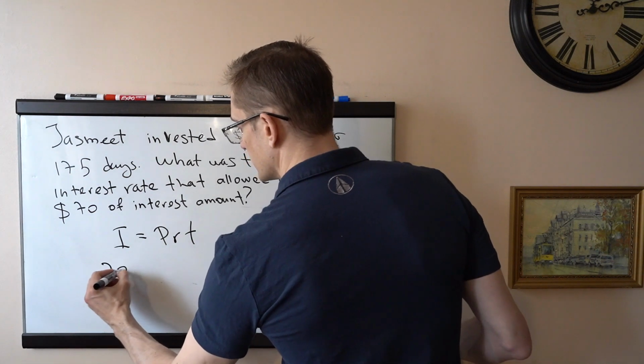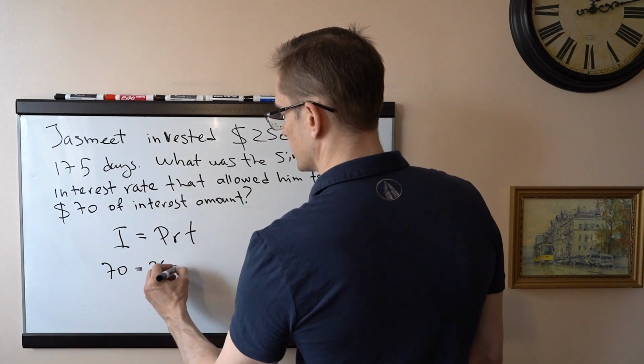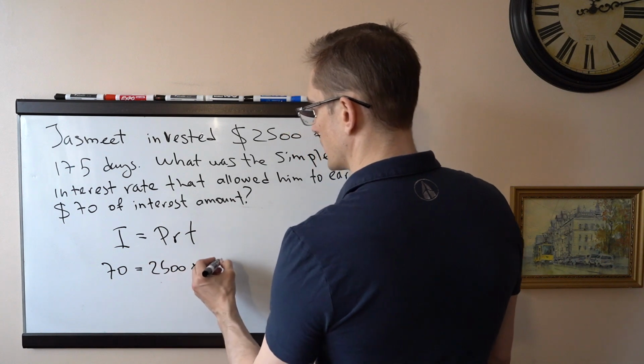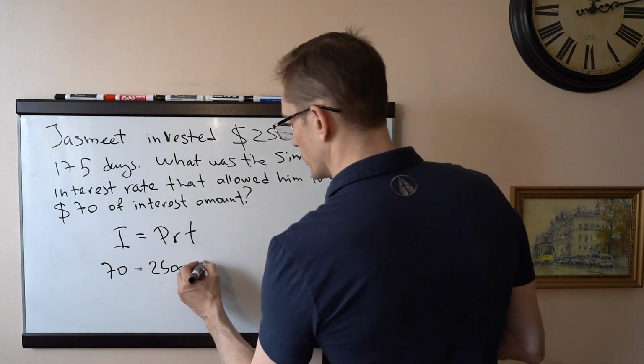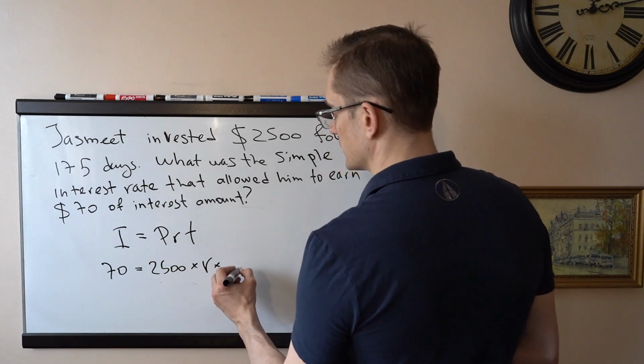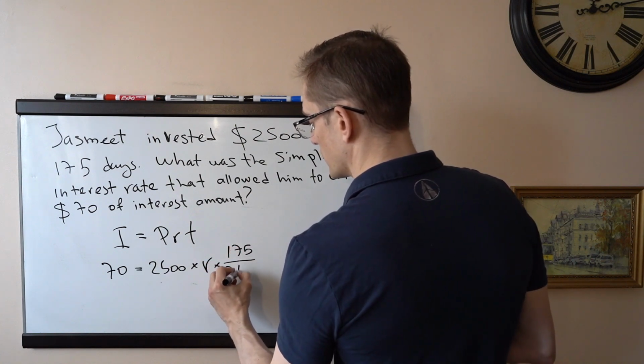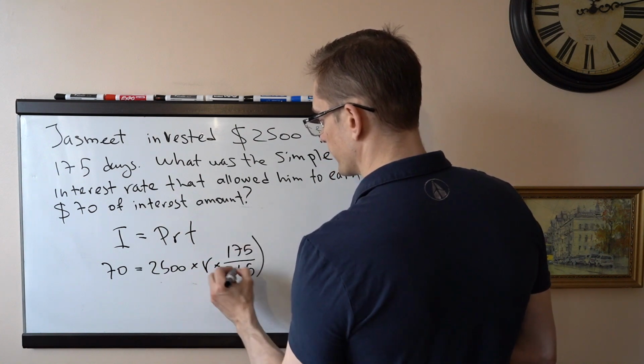So you have $70 equals principal, 2,500, times rate. That's what we don't know. We don't know the rate. And then times time, which is 175 over 365.